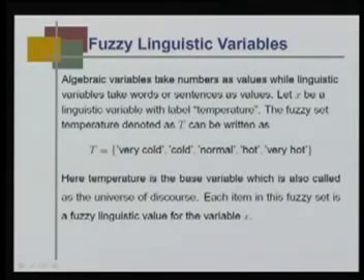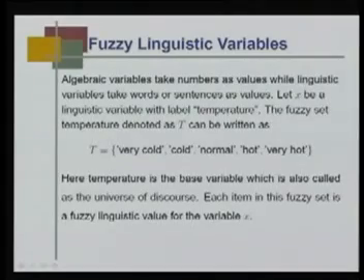Algebraic variables take numbers as values, while linguistic variables take words or sentences as values. We already know that if I have a variable x, and it is an algebraic variable, then it may take natural numbers or real numbers depending on what kind of variable it is. Similarly, a fuzzy variable x will take values which are linguistic values.